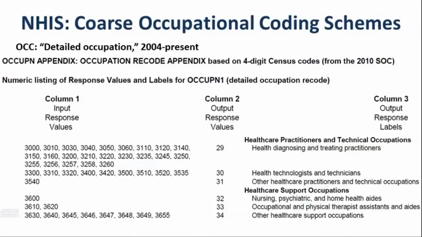On the left are detailed 4-digit census occupation codes, like those that are available in USA, CPS, and ATUS. In the NHIS, however, this level of occupational detail is not available to researchers. Column 2 shows the coarse occupation codes that are available in the NHIS. Corresponding coarse occupation labels are in column 3, and you can see that in several cases, many detailed occupations on the very left are combined in the NHIS and can't be distinguished from one another.